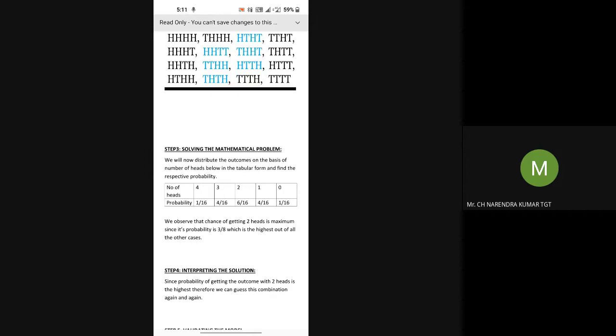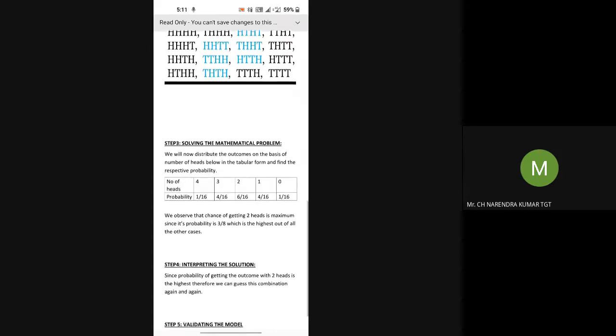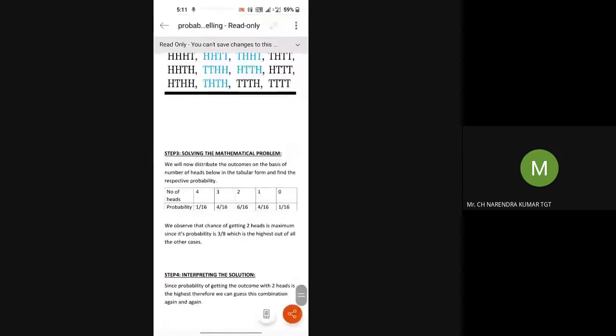So I have represented that data in the form of a table down. So we can have these following 5 cases when we are tossing the coin 4 times. Either we can have all the 4 heads coming up, or 3 heads, 1 tail, or 2 heads, 2 tails, or 1 head, 3 tails, and no head coming up, right? Now we are finding the probability.